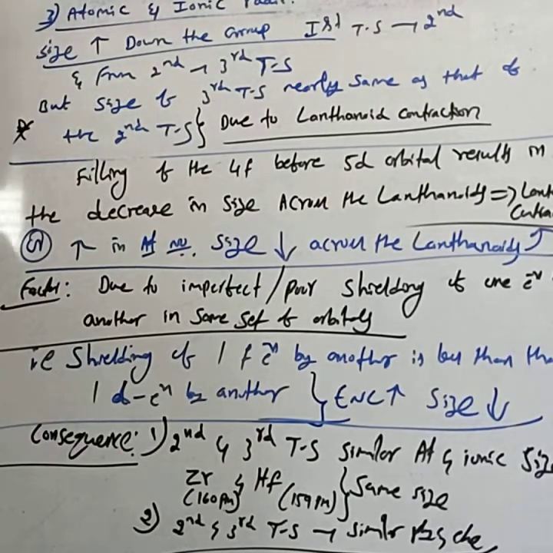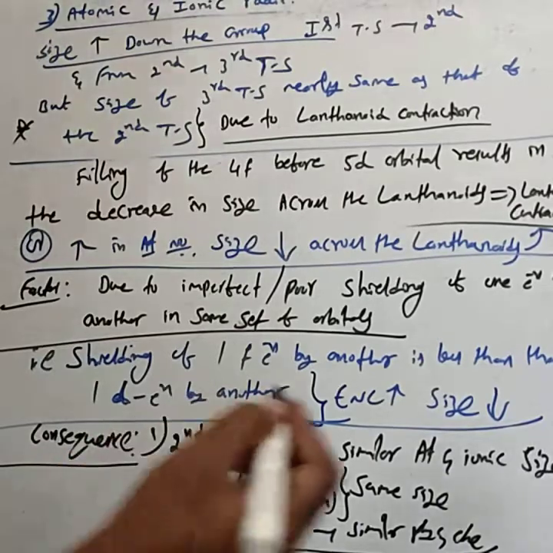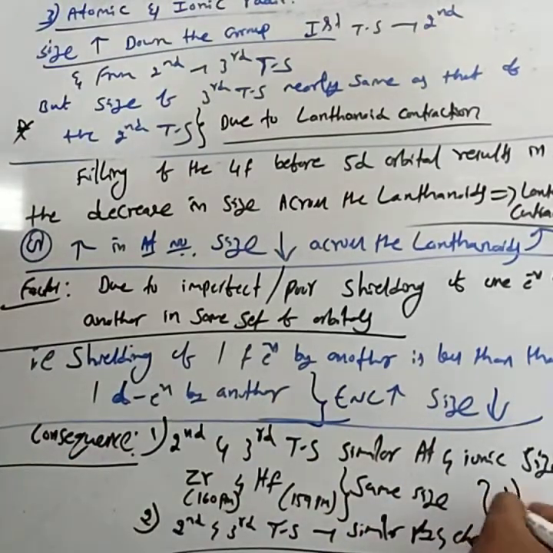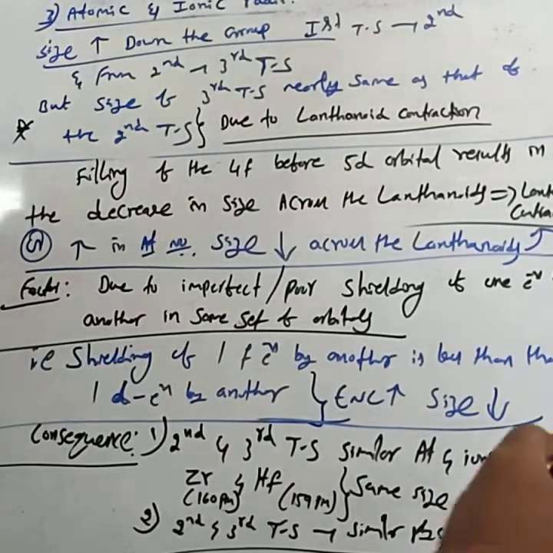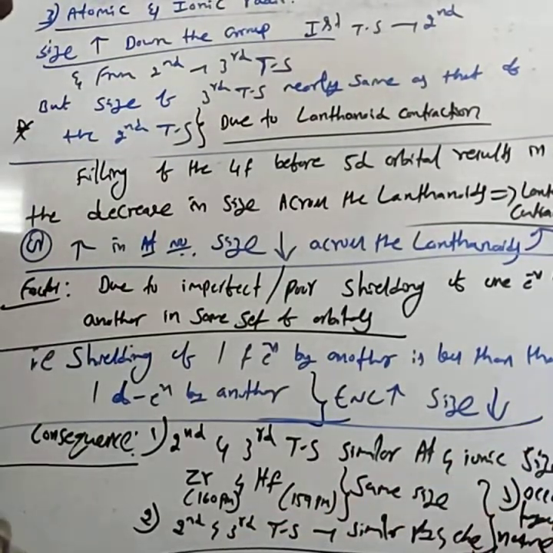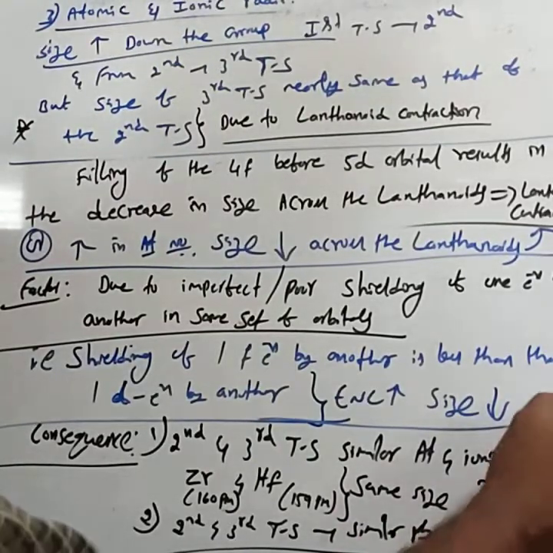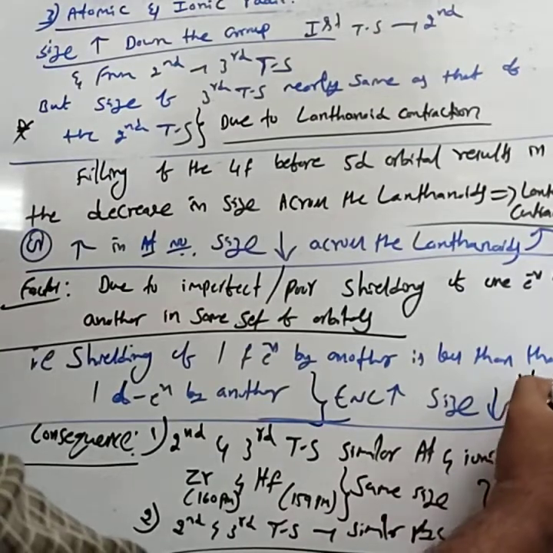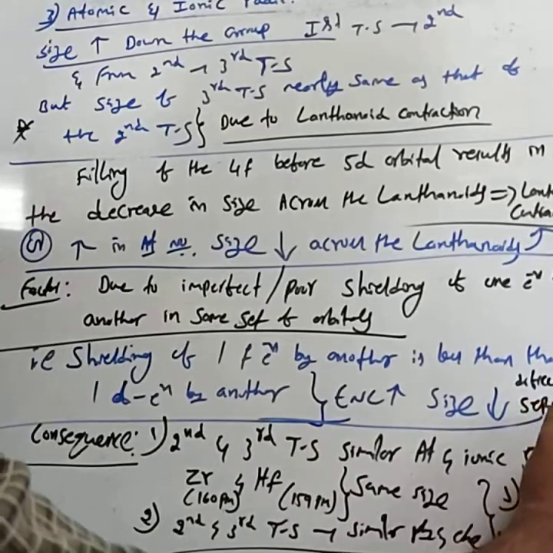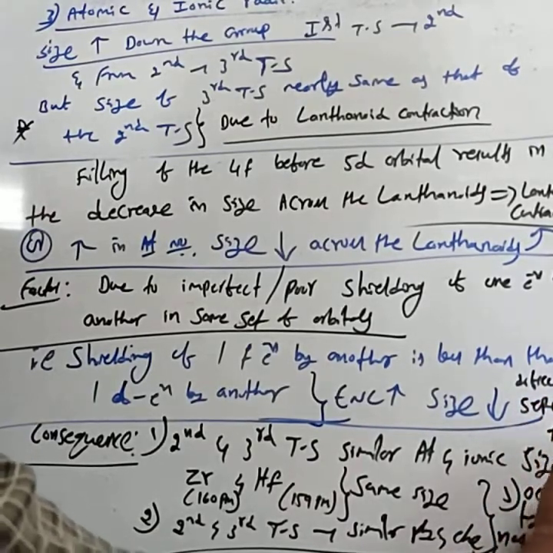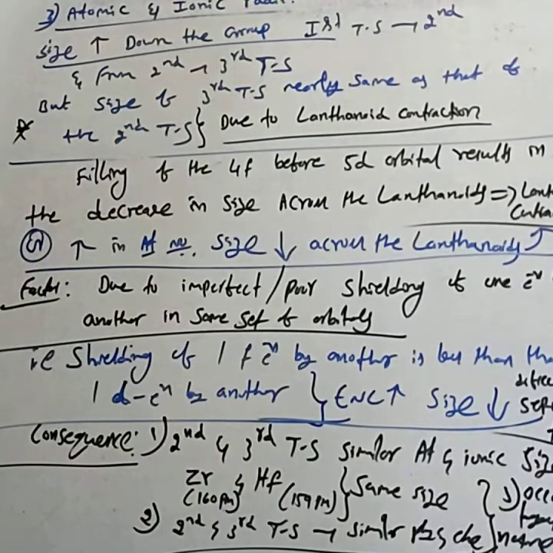Then one more is the occurrence together in nature. These lanthanoids occur together in nature. Hence it is difficult to separate them. This is the third consequence.